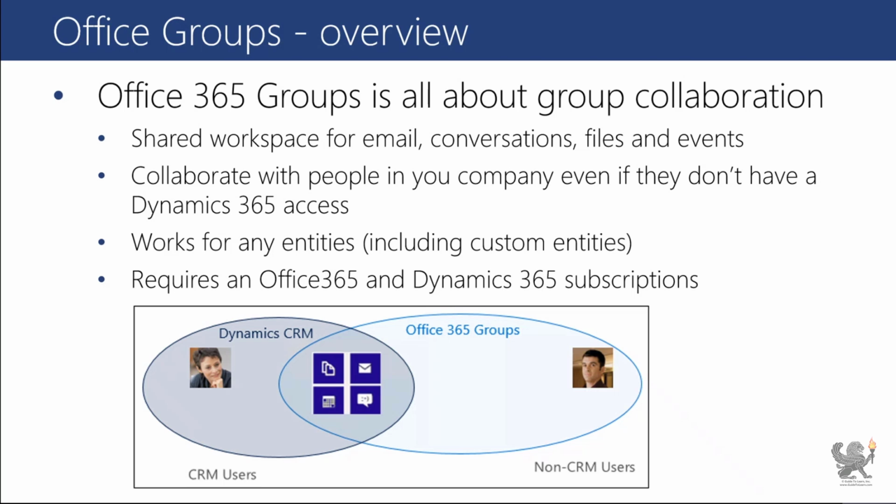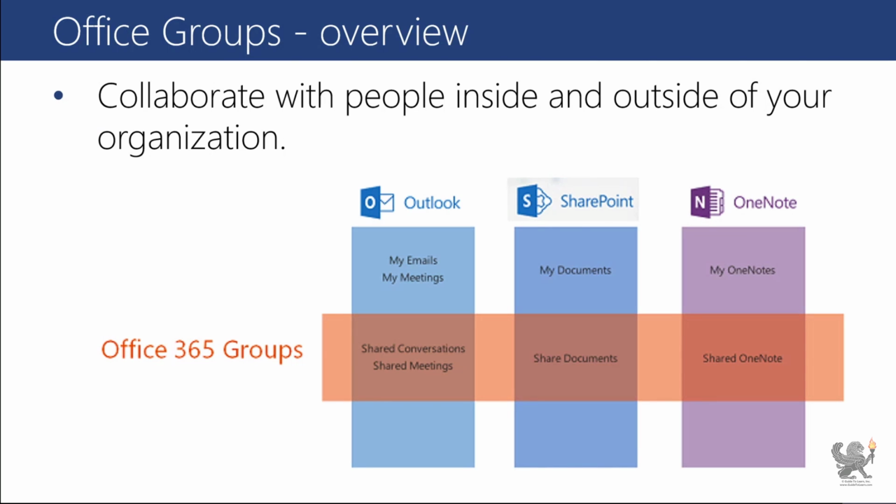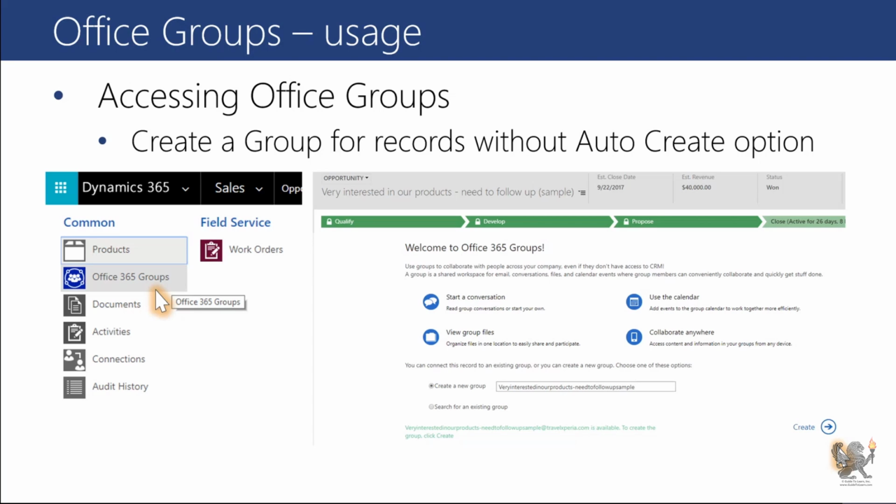And you can enable Office 365 groups for any entity. As mentioned, you can collaborate with people inside and outside of your organization, and it includes chats, document management, calendar, and OneNote. And it's accessible only to designated group members. And this is ideal for collaboration or teamwork in the context of a Dynamics 365 record. And while you can configure Office 365 groups to be created automatically for Dynamics 365 records, such as opportunities, you can also do this manually if you need more granular control.